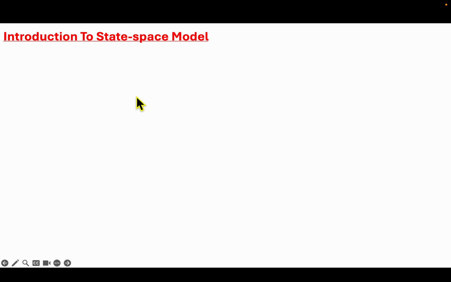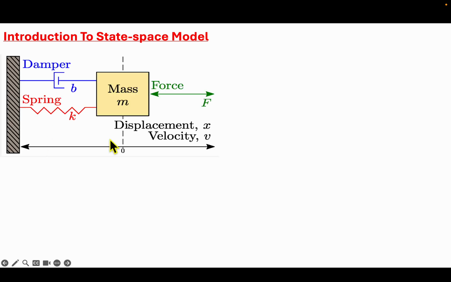So we are going to introduce the state space model with the aid of this mass spring damper system, which, when a force F is applied to it, has two opposing forces due to the damper and the spring, and applying the force leads to the displacement of this mass with a velocity v.